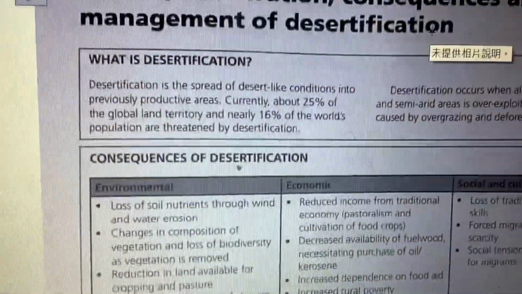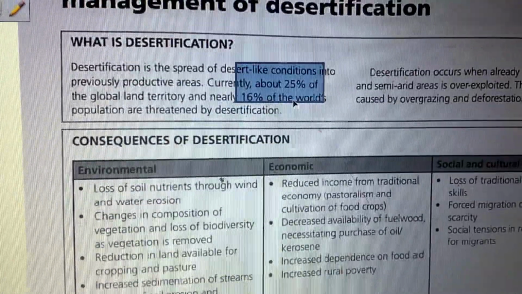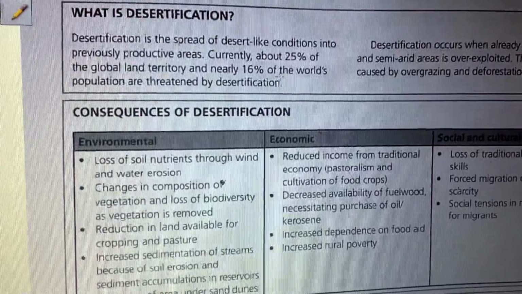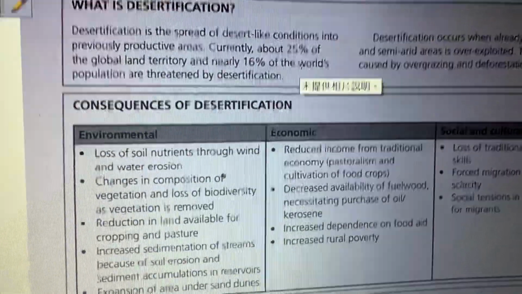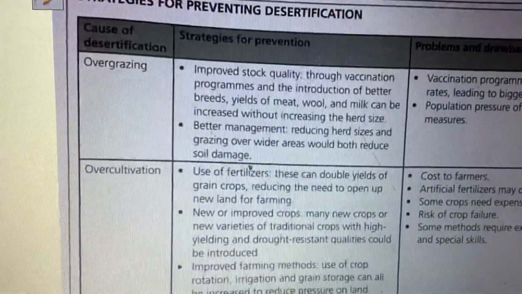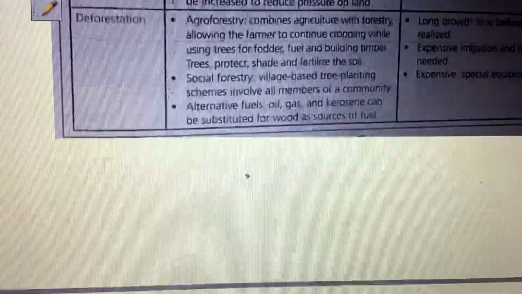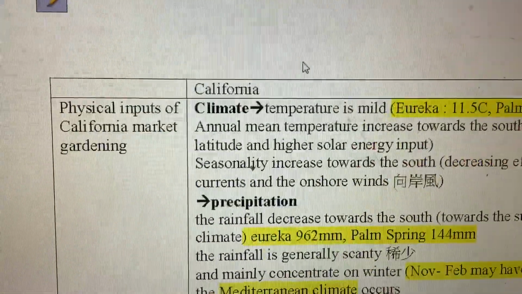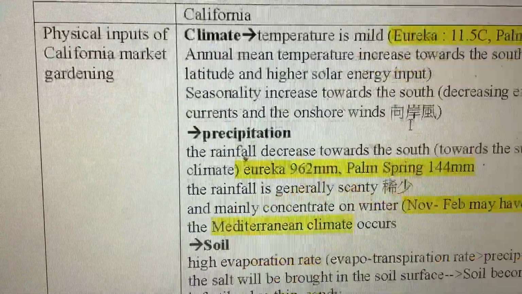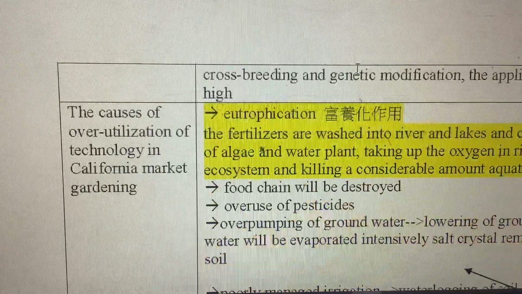This one, what is desertification, which is also about the problem that's happening in the Sahel. Sometimes it's also in California, but Sahel is more problematic for this problem. You can see the problem is because of overgrazing, overcultivation and also deforestation, which is useful for your Sahel. And this one is California, and also the same factors I have shown you previously. I'm not going to go into detail right now.